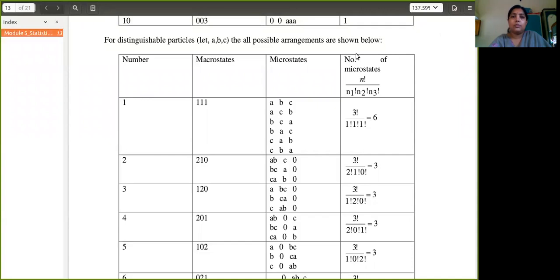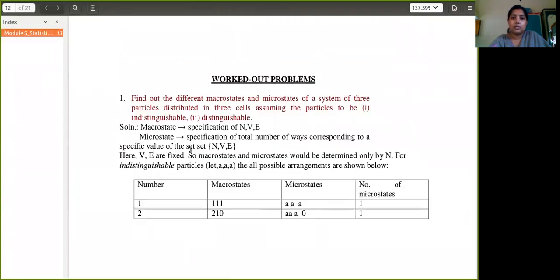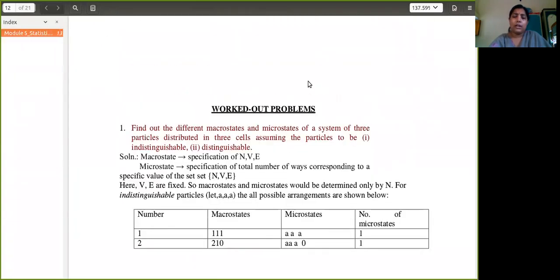Okay, so the first problem was, while doing such problems, the first thing is to read the question very carefully and know what they are asking. So the first question is: find out the different microstates and macrostates of a system of three particles distributed in three shells, assuming the particles to be number one indistinguishable and then number two distinguishable.